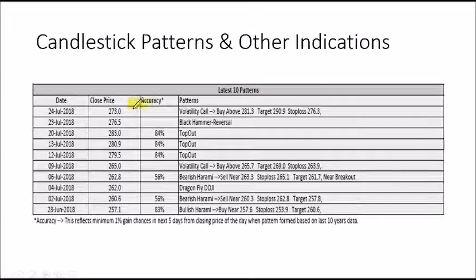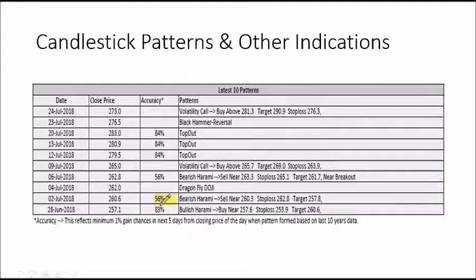So this is the section where you will get all the calls, the indications, you can say. Let's look at 28th June at 2:57, it was giving a bullish harami. Buy near this, stop loss this, target this. The next, on 2nd July the close was 260.6, so it has achieved the target. Here it is showing bearish harami, but see the strength.